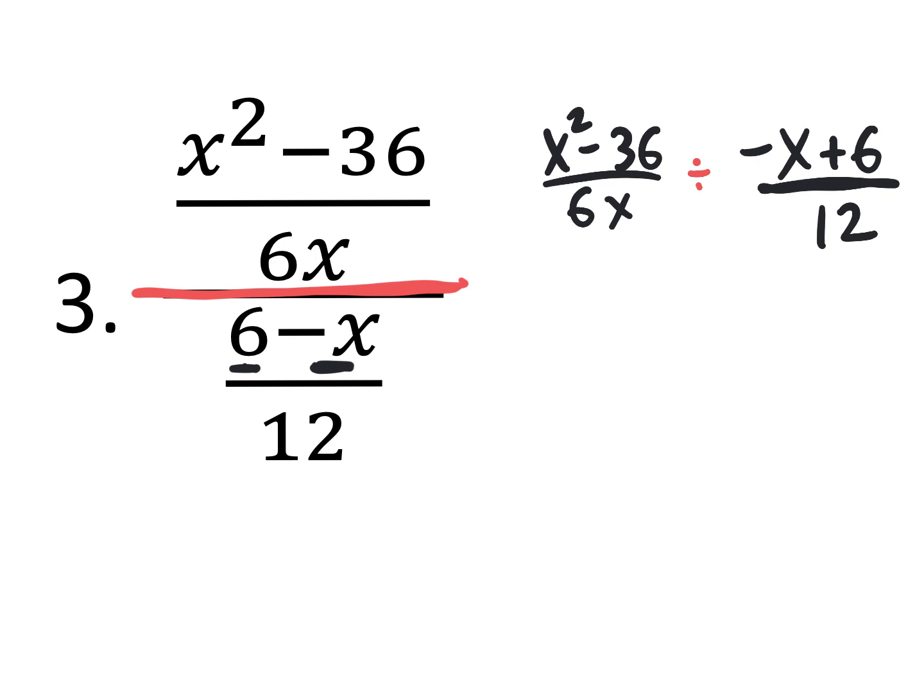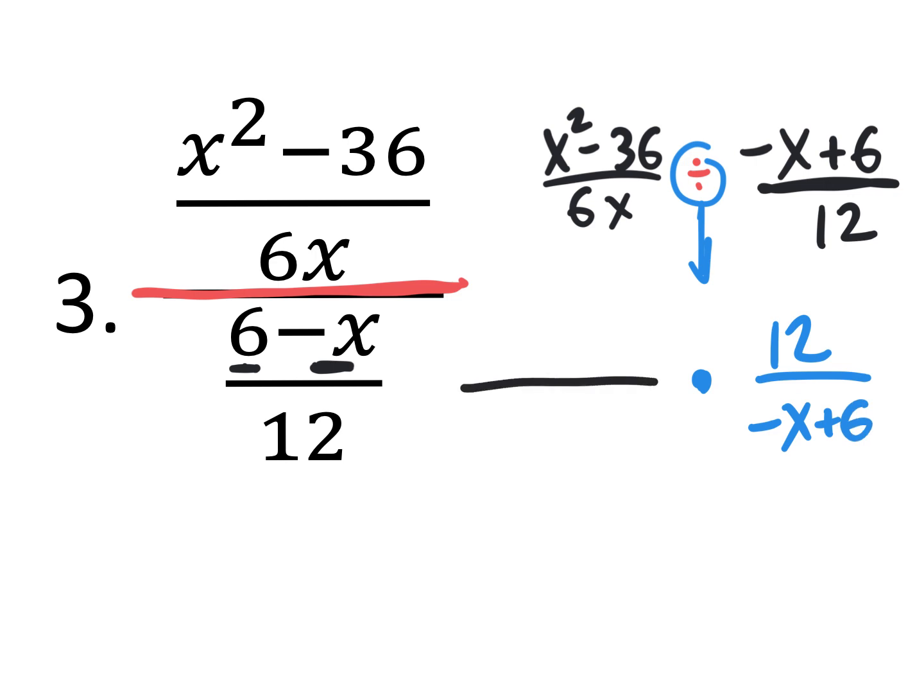So anyway, now we're going to change the division to multiplication. We're going to flip the second fraction, 12, with the negative x plus 6 on the bottom. The first fraction is going to stay the same, but you already know you're going to end up factoring, so we might as well, actually I don't want to confuse you, let me just bring it down. Now let's factor anything possible and then cancel.